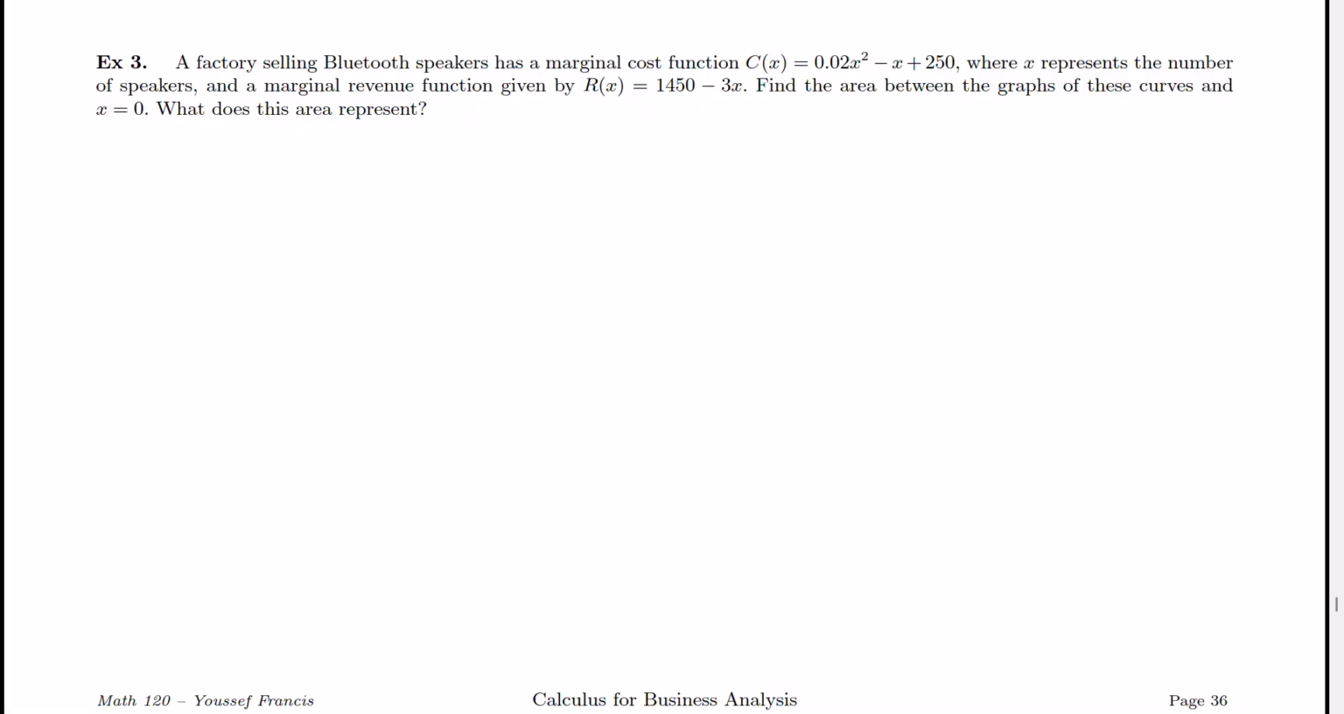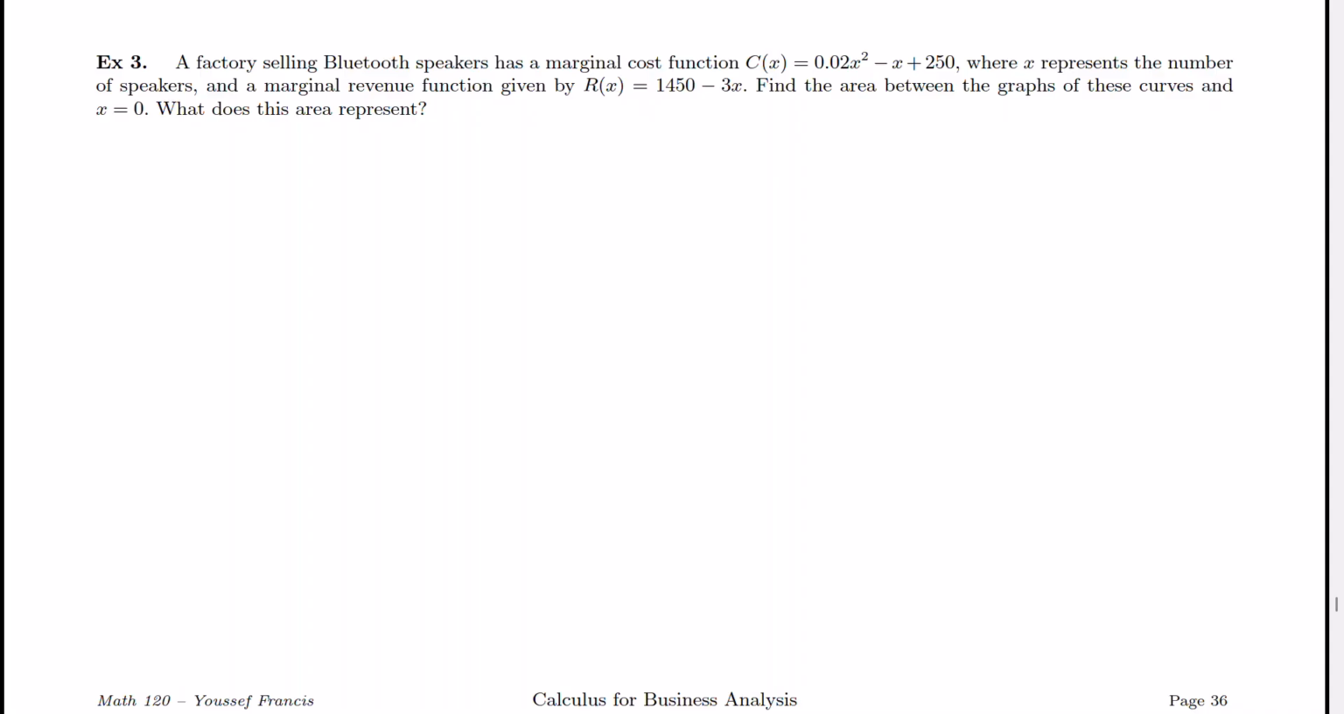The final problem that we have in the section is a little word problem. It tells us that a factory selling Bluetooth speakers has marginal cost function given by C of x, and you can read the rest of it, where x represents the number of speakers, and the marginal revenue function is given by R of x equal to so on and so forth. They want us to find the area between the graphs of these curves and x equal to 0. Okay, and then they're asking, what does this area represent?